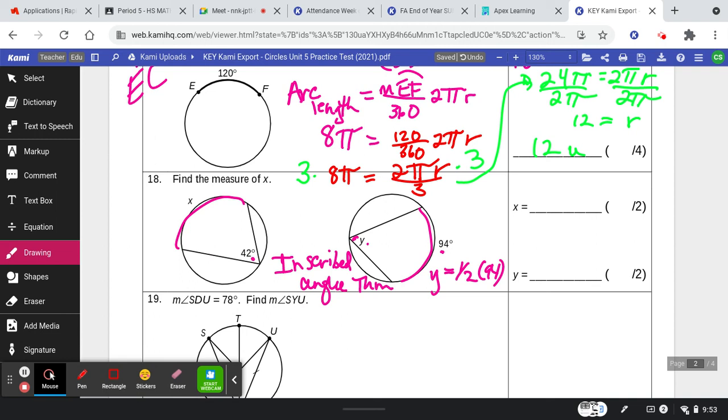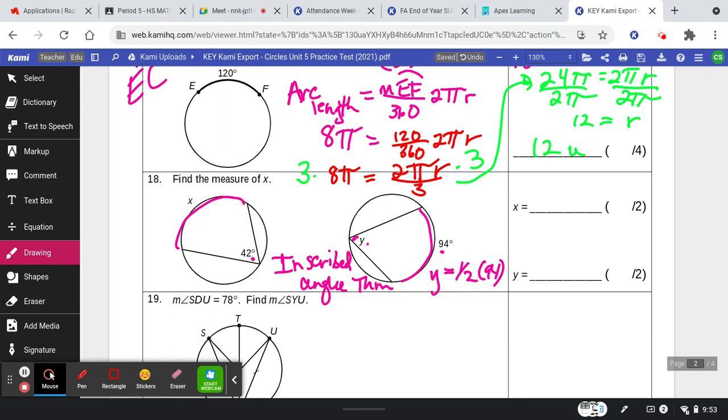What am I going to do on my calculator? 94 what? Divided by 2? I can't tell what you're saying. It's dividing it by 2. Grab a calculator for me right now. Take a 94 and divide it by 2 and tell us what you get.